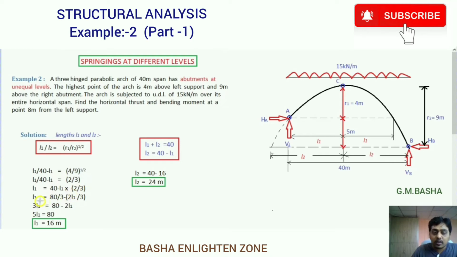Simplifying this, L1 will be equal to 2 into 40, that is 80 by 3, minus 2 L1 by 3. If you simplify this clearly, you will get L1 equal to 16 meters. Whatever value is obtained, you substitute in place of L1, that is 16 meters. So L2 is equal to 40 minus 16, and therefore the L2 value will be equal to 24 meters.